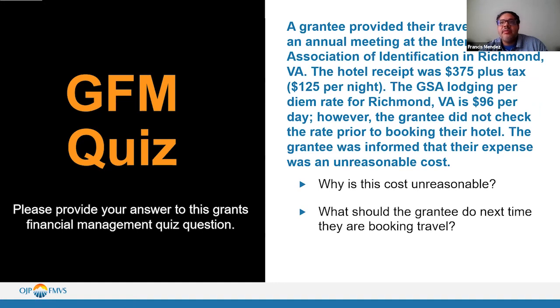A grantee provided their travel voucher for an annual meeting at the International Association of Identification in Richmond, Virginia. The hotel receipt was $375 plus tax, which is $125 per night. The GSA lodging per diem for Richmond, Virginia is $96 per day. However, the grantee did not check the rate prior to booking their hotel. The grantee was informed that their expense was an unreasonable cost.